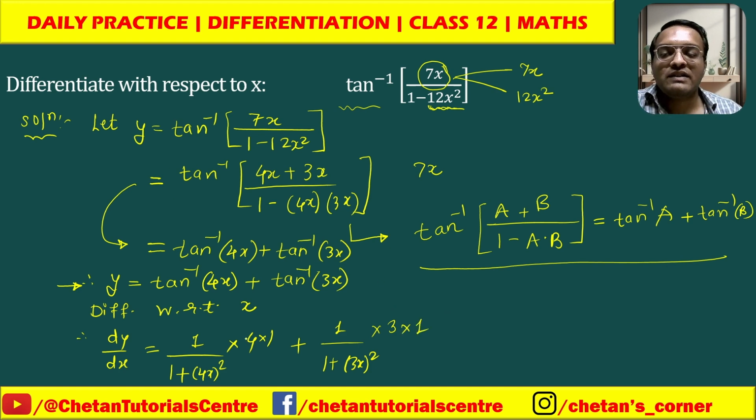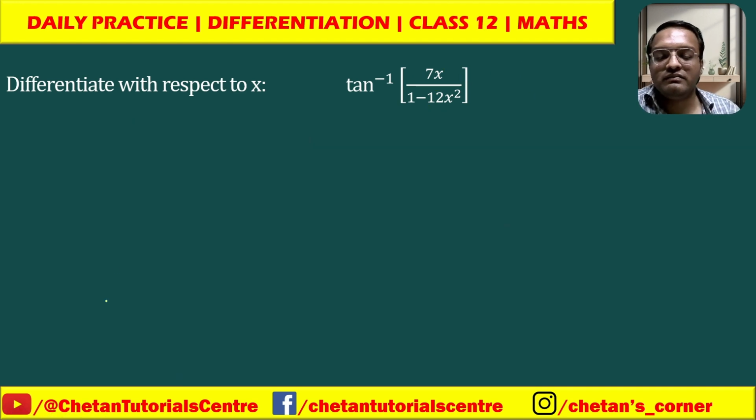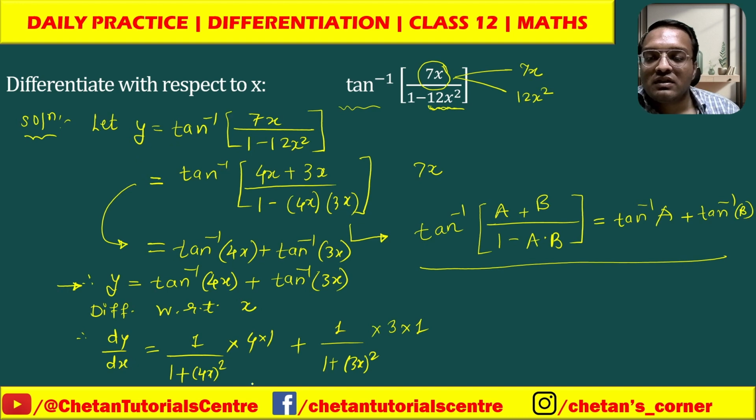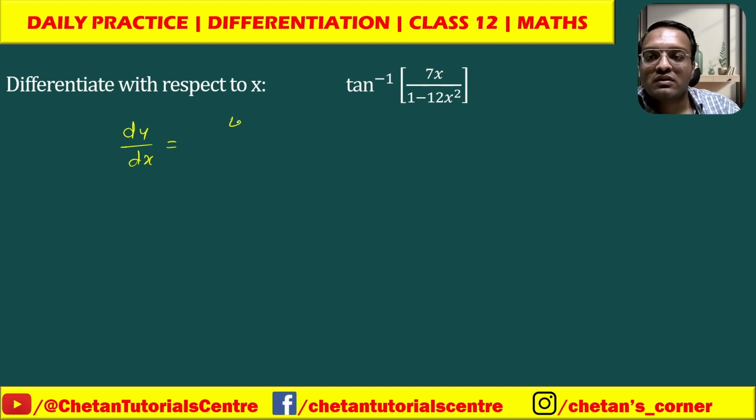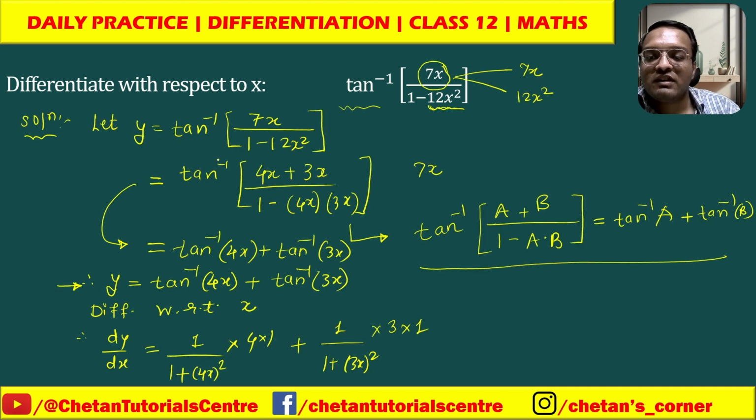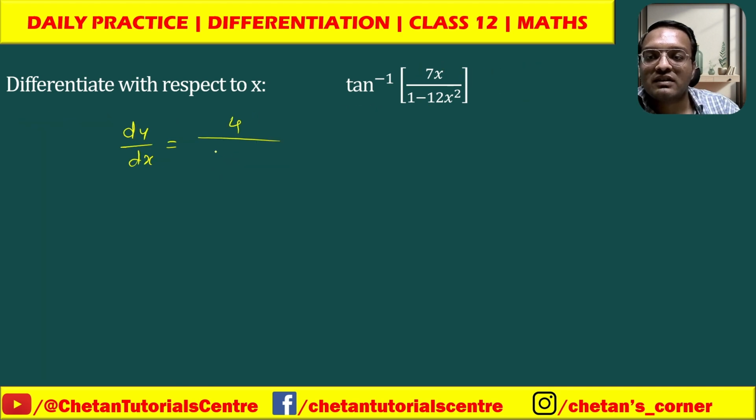Now I will simplify this step further. What I will get? dy by dx is equal to this 4 into 1 will become 4 divided by 1 plus 4x bracket square plus 3 upon 1 plus 3x bracket square.